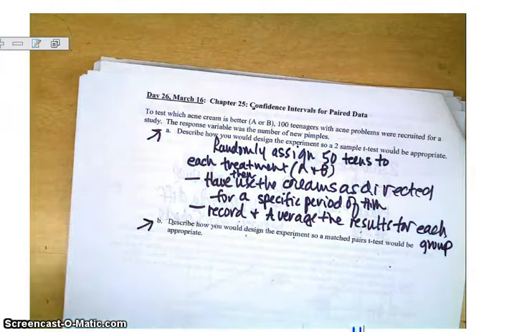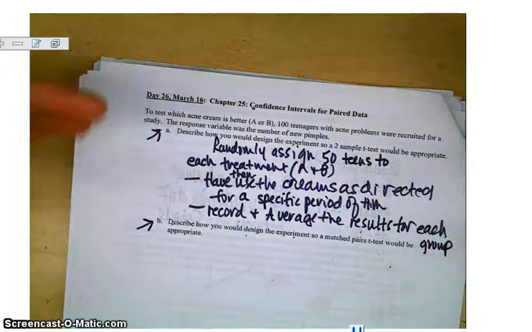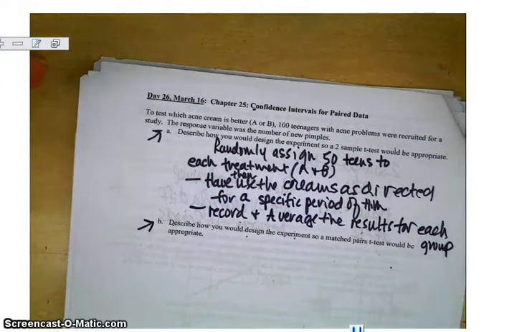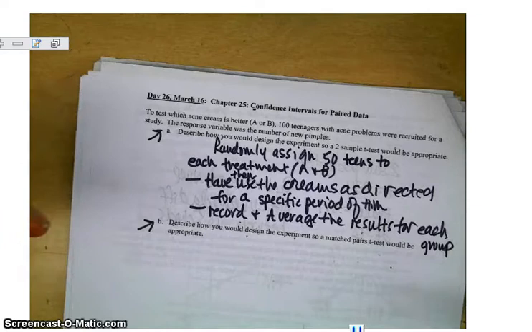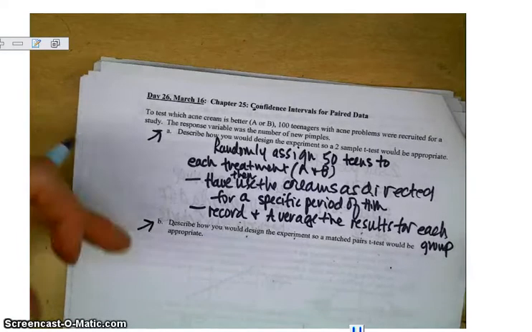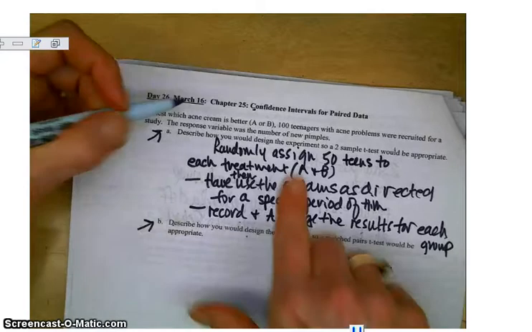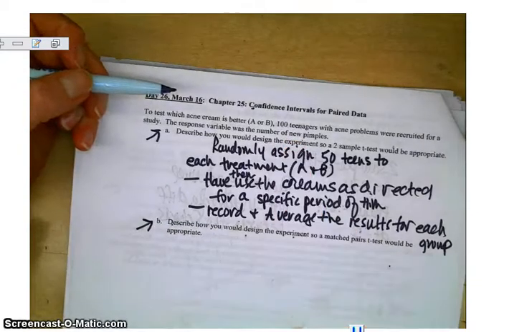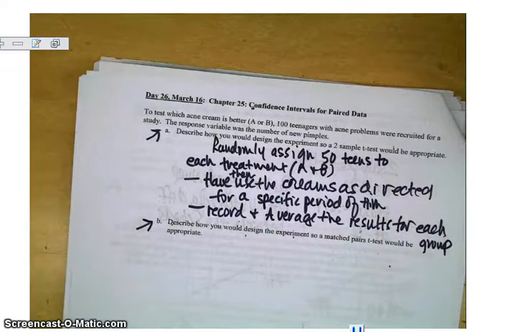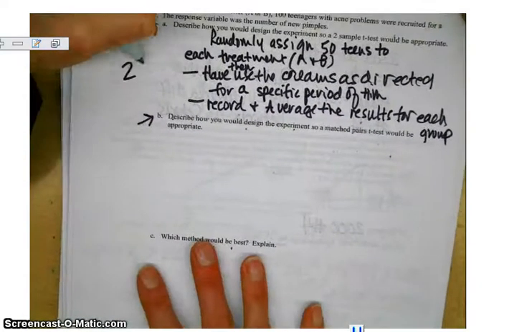What am I going to do to get each group to use the different acne creams? I'm going to randomly split them up. So 50 teens are in each group. What am I going to have them do? I'm going to have them use the creams for a specified period of time as directed. And then lastly, I'm going to record and average the results. And the results are already up here, the number of new blemishes. You could go more in depth, but we're just doing a very basic thing here. So that's how you would do a 2-sample t-test.